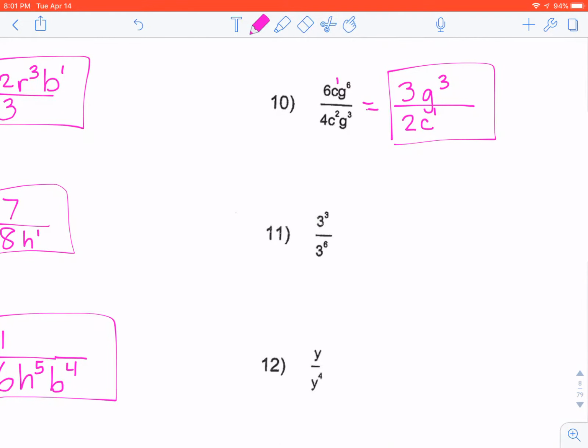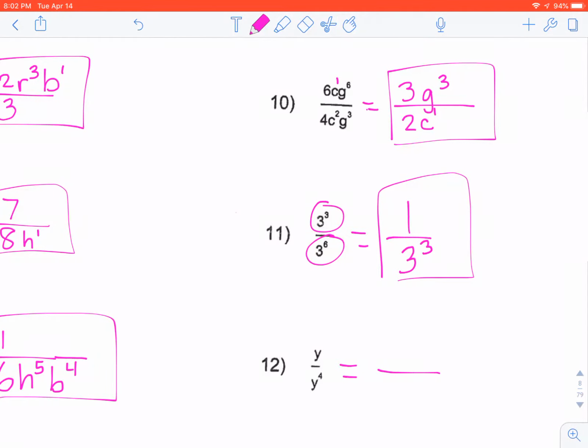Number 11, when you made your fraction bar, here's one where you do need this fraction bar. Because that larger exponent is in the denominator, the answer has to stay on the bottom of the fraction or it's wrong. So 1 over 3 to the third. Number 12, same thing, you need a fraction bar. 4 minus 1 is 3. So it's going to be 1 over y to the third.